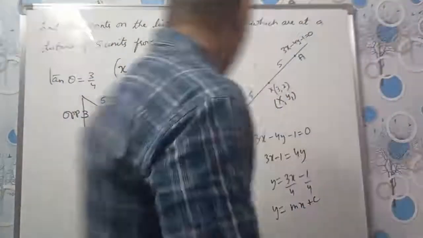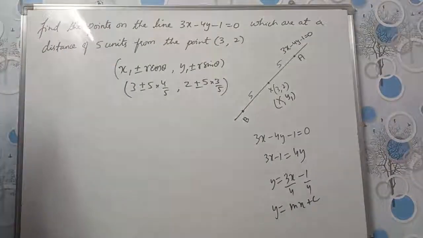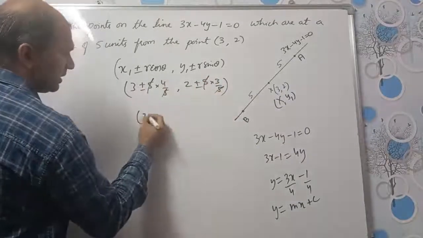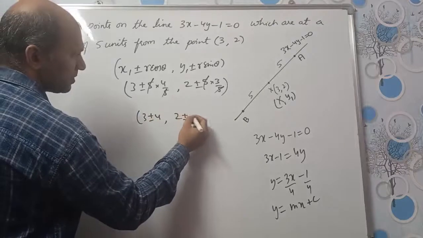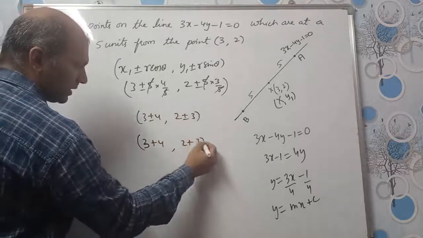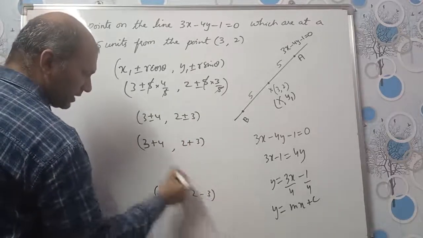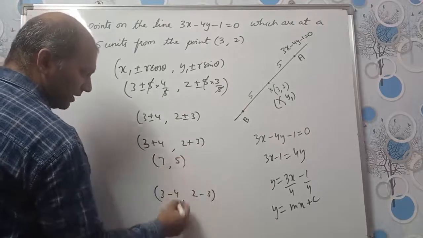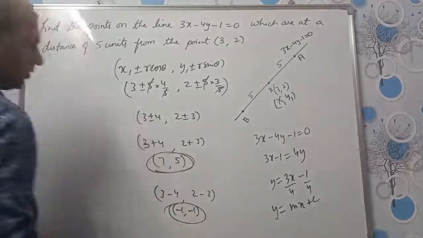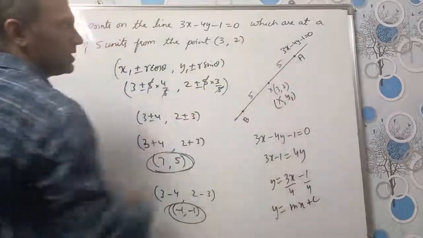Now we'll simplify it. Let me just rub this part now. What do we have? See, 5 will get cancelled. 5 here will get cancelled. 3 plus minus 4, 2 plus minus 3. So it is 3 plus 4, 2 plus 3, and 3 minus 4, 2 minus 3. So this is (7, 5) and (minus 1, minus 1). So these are the 2 points which lie on this straight line, 3x minus 4y minus 1 is equal to 0.